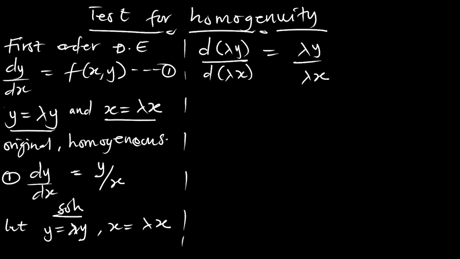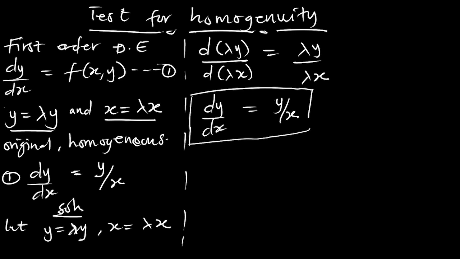So after substitution, I can see that this lambda can cancel out to give me dy/dx here. At this place too, I'm going to cancel out to get my y on x. So after doing my substitution, I can see that I'm getting my equation back, meaning the given equation is homogeneous. Are we okay? Very simple. So this is a first way to solve for homogeneity.